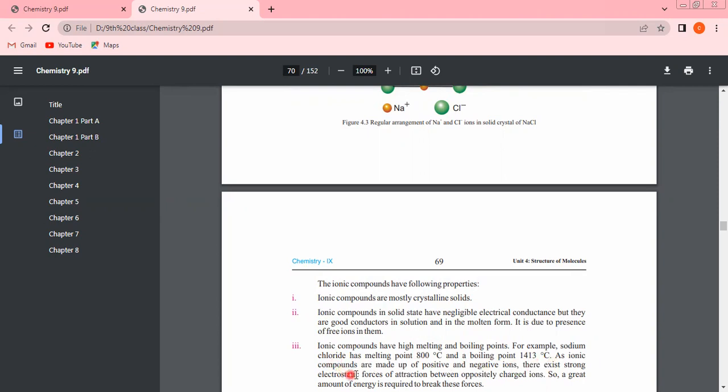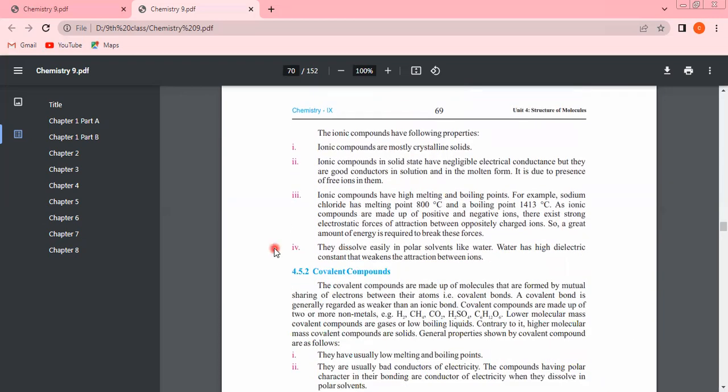As ionic compounds are made up of positive and negative ions, there exist strong electrostatic forces of attraction between oppositely charged ions, so a great amount of energy is required to break these forces. They dissolve easily in polar solvents like water. Water has a high dielectric constant that weakens the attraction between ions.